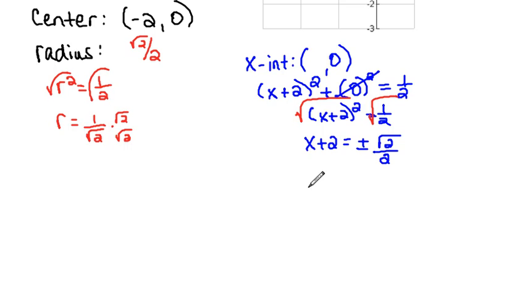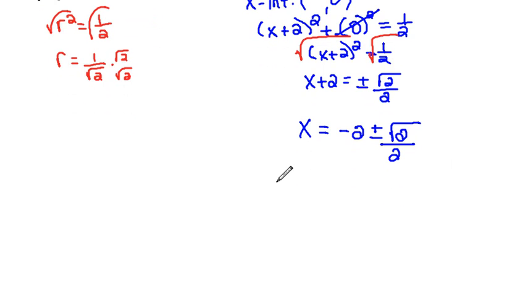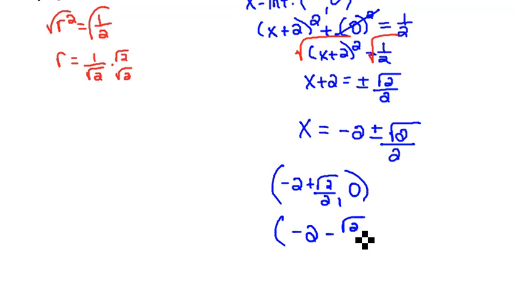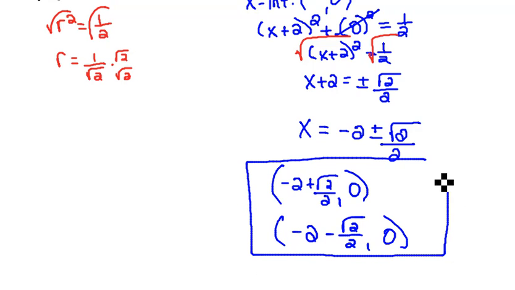Now let's subtract 2 from both sides to get x equals -2 plus or minus the square root of 2 over 2. Now that literally means two different equations though, doesn't it? That would be -2 plus the square root of 2 over 2. Oops, and I guess I should say, instead of x equals, I should say comma 0. And -2 minus the square root of 2 over 2 comma 0. These would be our two x-intercepts.